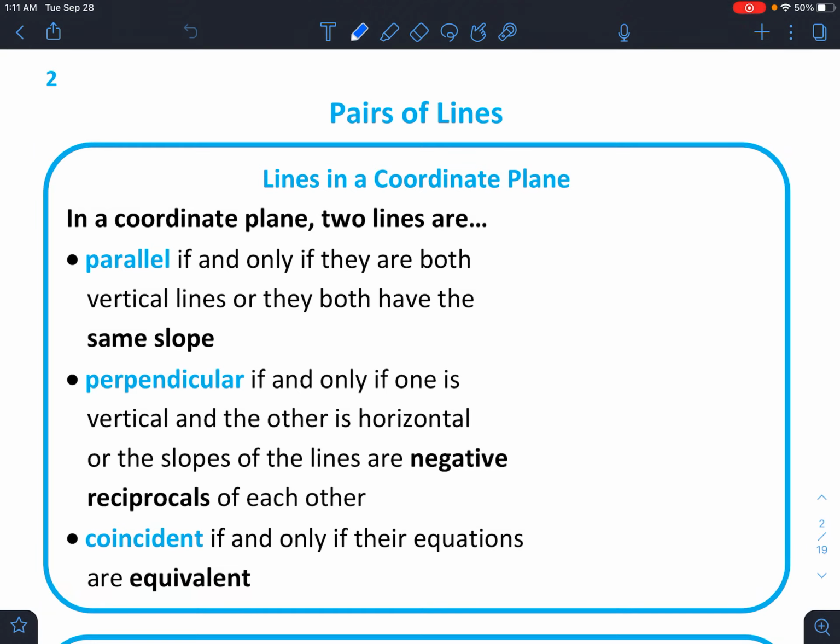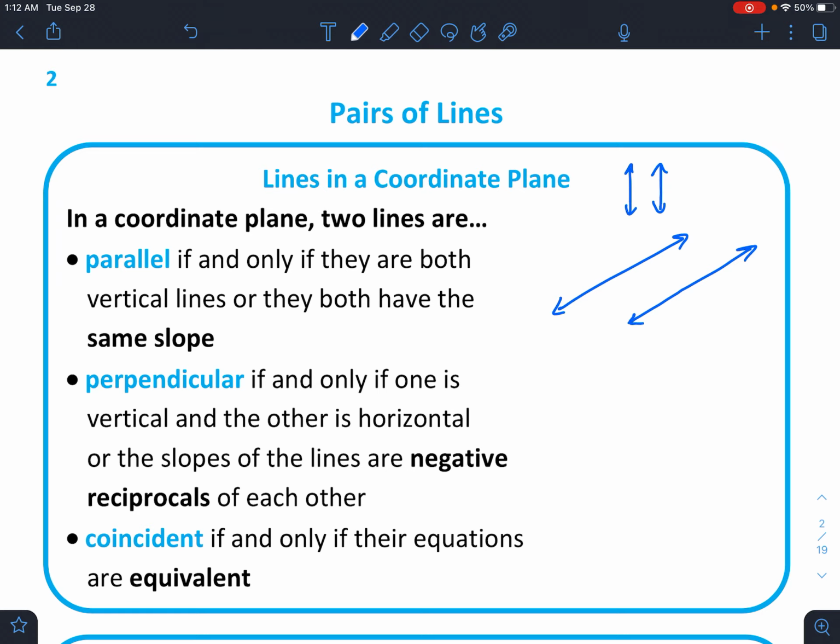Hello, today we're going to talk about some relationships between pairs of lines. So first of all, in a coordinate plane, two lines are parallel if and only if they're both vertical lines. So that would look like this, going straight up and down. Or if they both have the same slope. So they could be slanted pretty much any direction, as long as they're both slanted that same direction.